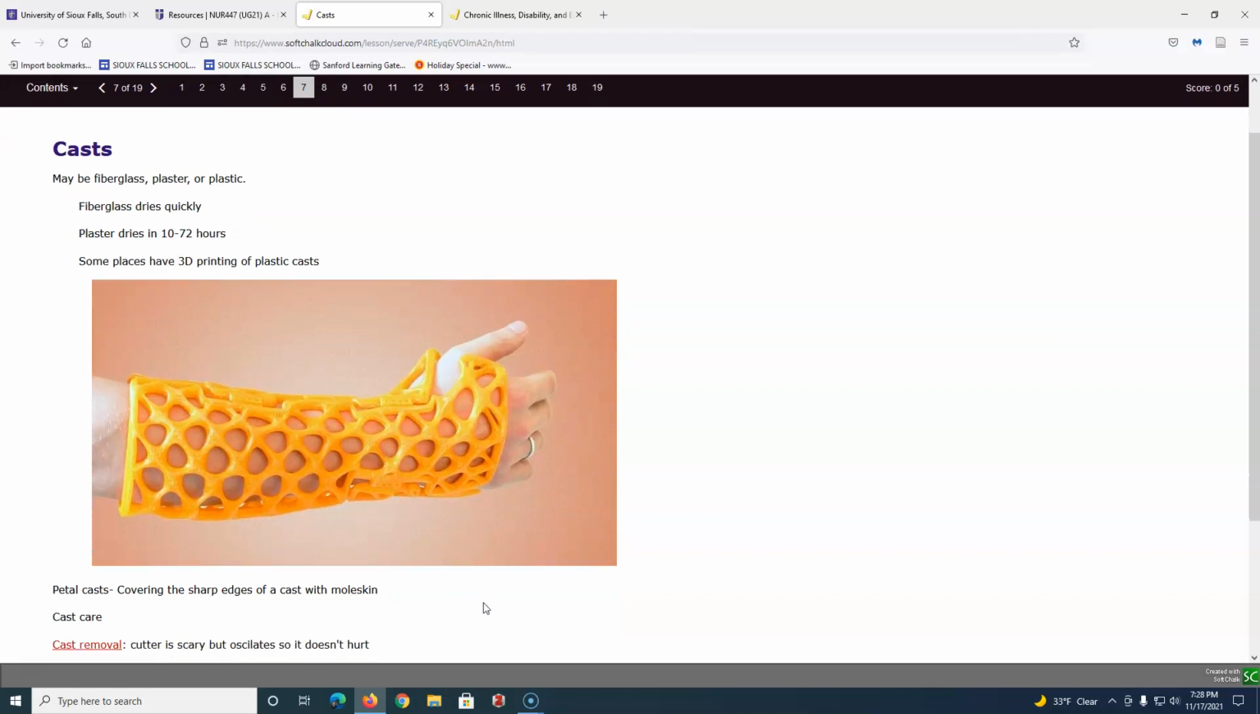Petaling the cast, if you ever hear about petaling: basically on the plaster cast and the fiberglass cast, the edges are kind of rough, and so we'll take some moleskin, which is a special type of tape, and just kind of cover around the outside of it to cover that sharp edge to make sure it doesn't cut the patient.